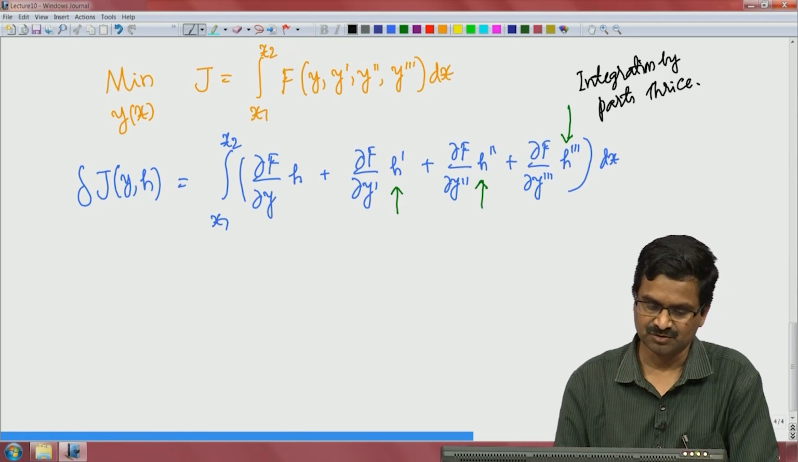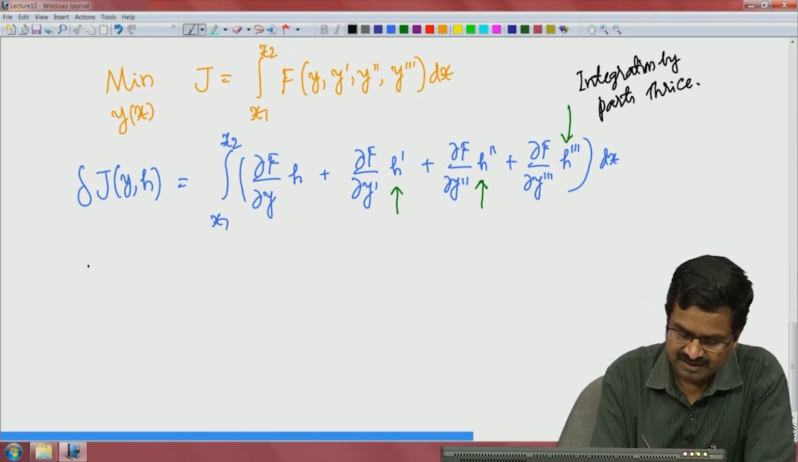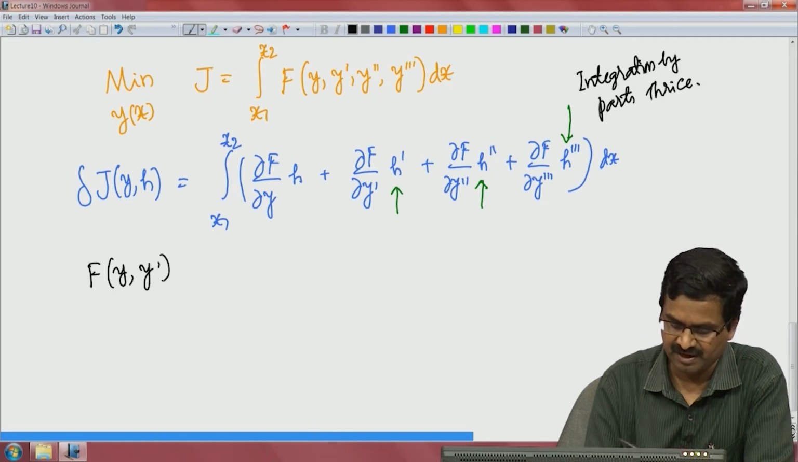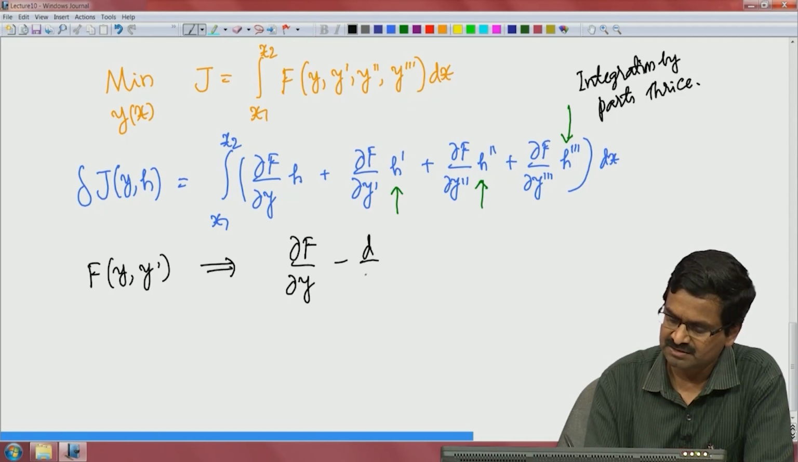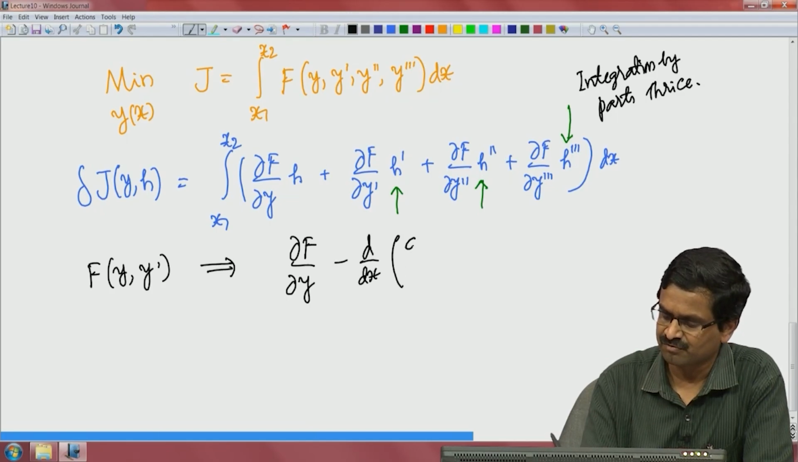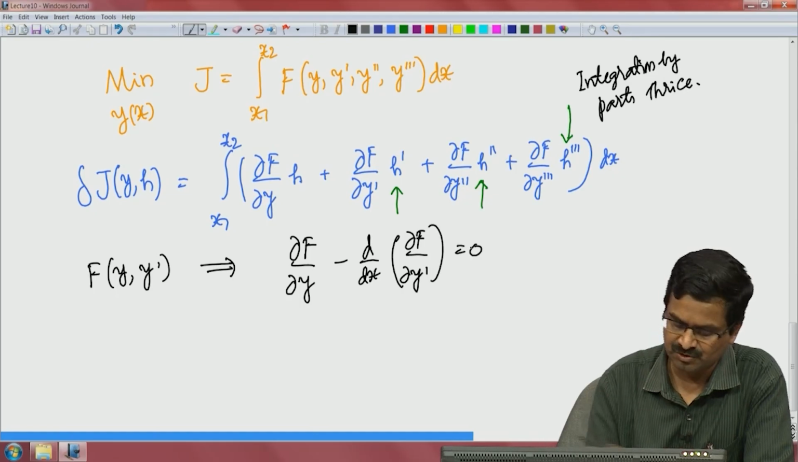So, when we had an integrand which depends only on y and y prime, our Euler-Lagrange equations look like dou f by dou y minus d by dx of dou f by dou y prime equal to 0.